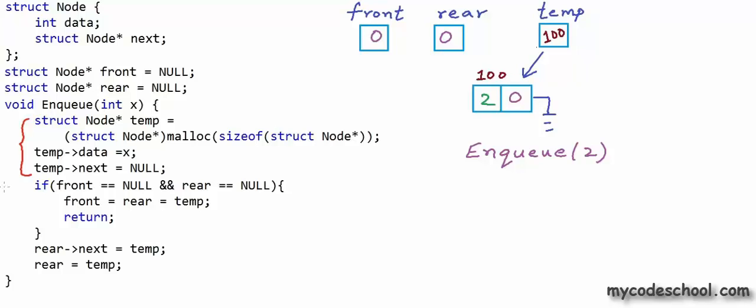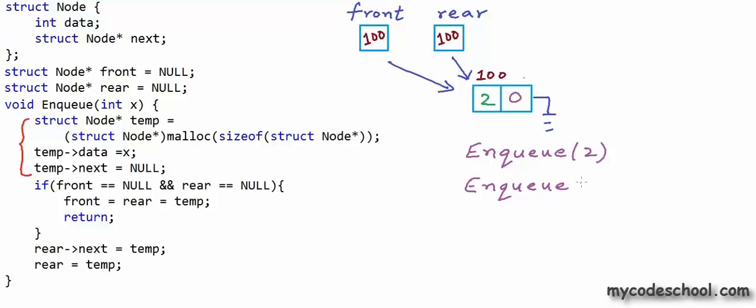Right now front and rear are both null, so we will go inside this if condition and simply set both front and rear as 100. When the function finishes execution, temp, which is a local variable, will be cleared from memory. After setting both front and rear as the address of this newly created node, we are returning. So this is how the queue will look after the first enqueue.